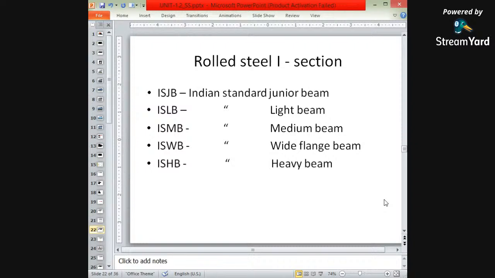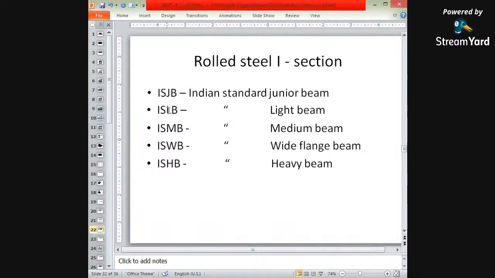Again, these are some short forms used in the steel tables. So what do these short nomenclatures explain? What is ISJB, what does ISJB stand for? Indian Standard Junior Beams. This short form ISJB has been mentioned in the steel table. You have to go through what these things actually mean. ISJB stands for Indian Standard Junior Beam. What does ISLB stand for?